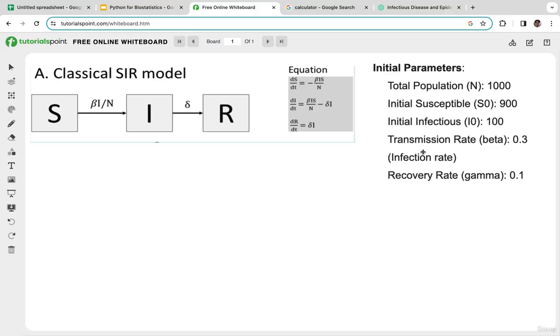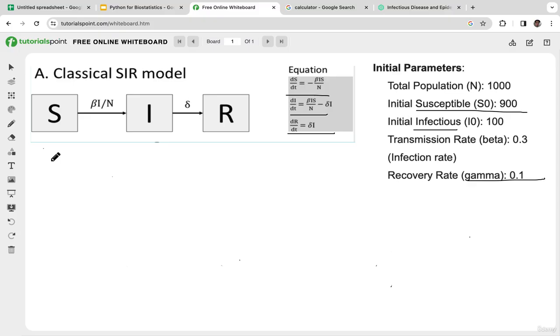The transmission rate or the infection rate is 0.3, which is pretty low in my opinion, and the recovery rate is 0.1 or 10%. Okay, so now we're going to use these three equations to do the calculations. Let's get started. The first thing we're going to do is calculate the number of people who get infected.